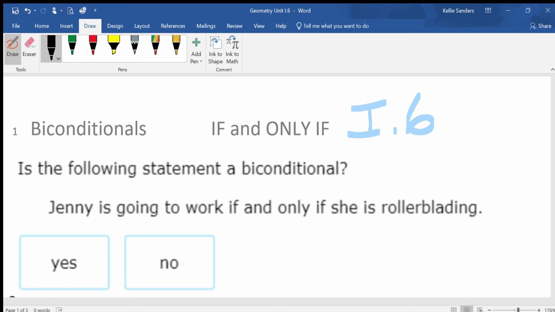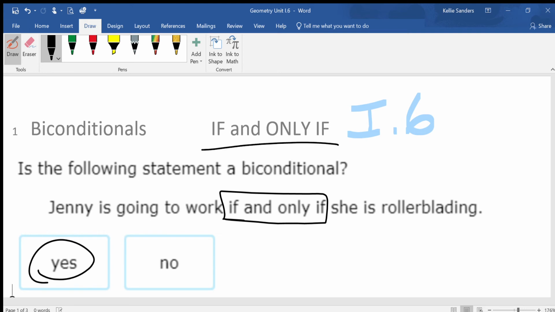Okay, so these are called biconditionals. It can only happen if this only happens. It's an if and only if. And pretty much you're going to have to see those words for the most part. So on this one, is the following statement a biconditional? Jenny is going to work if and only if she is rollerblading. Is it biconditional? Yes, because it has those words.